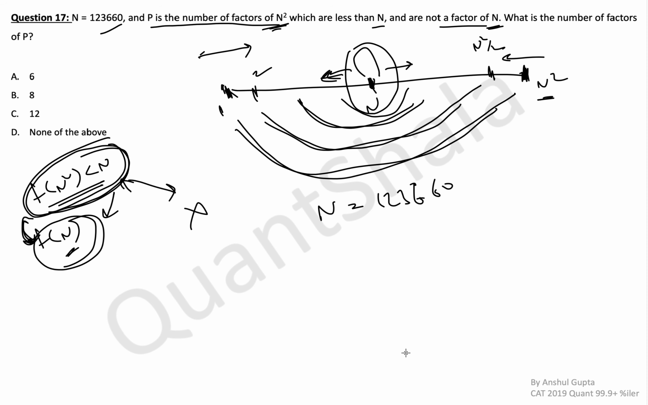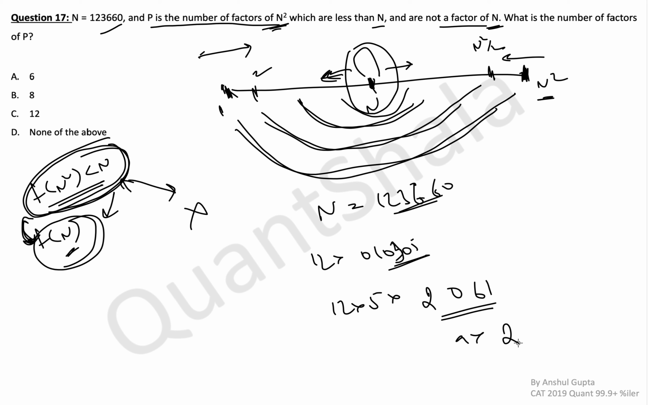Okay, now factorize this number, because for number of factors, factorization is always very important. You can see easily that this number is divisible by 12. So you write 12 into 10,305. This is divisible by 5. So this becomes 12 multiplied by 5 multiplied by, what do you get? 2061. 2061 is divisible by 9. So this becomes 9 multiplied by 229. 229 is a prime number, I think.